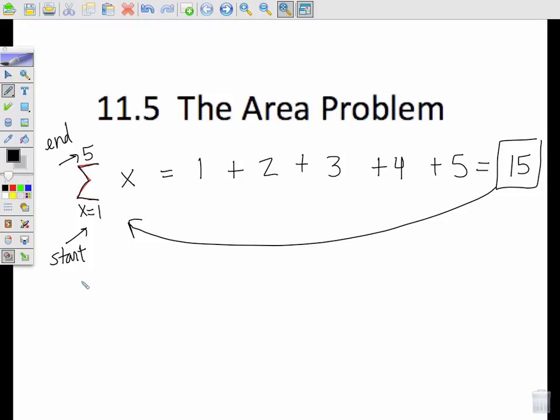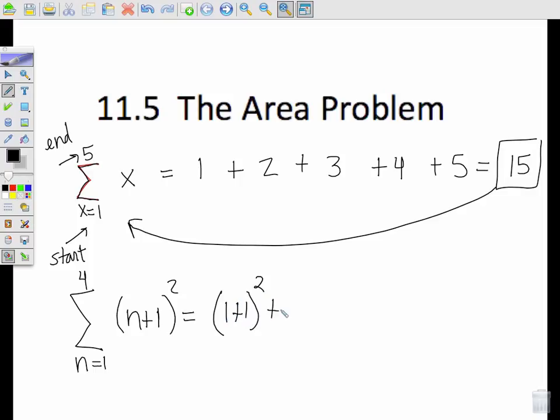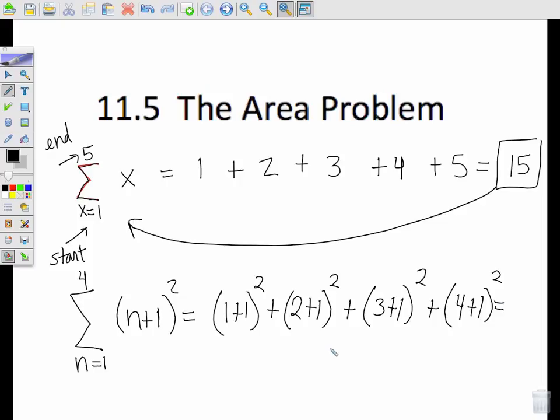Let's try another one. Here I've got the sum as, it can be any variable, n goes from 1 to 4. Let's say it's of n plus 1 to the second. So what this looks like is you substitute 1 in, 1 plus 1 to the second, plus 2 plus 1 to the second, plus 3 plus 1 to the second, plus 4 plus 1 to the second. So you keep doing this summation until you get your answer. Here's what we've got. We've got 2 squared is 4, 3 squared 9, 4 squared is 16, and 5 squared is 25. So if we add all these together, we get 54.